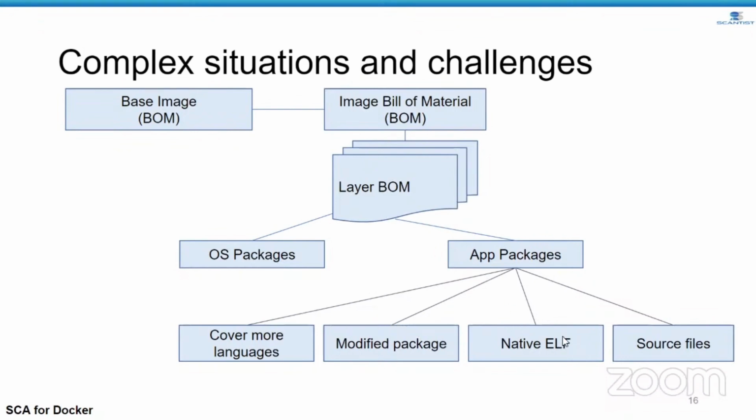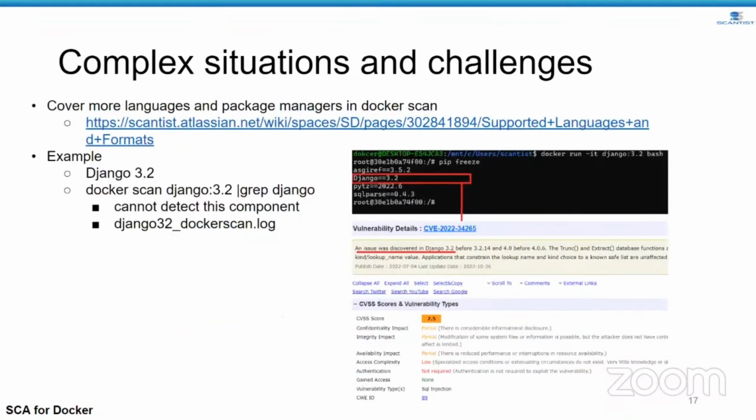Then the third case is maybe you use some native ELF, some SO files, some dynamically linked DLLs, and these files are also out of the scope of the current scanning. The last case is some source files. For example, some NPM packages are basically given as source files. If you copy them into your container to use them, all these things cannot be detected. I'll show you the example. So the first one is, for example, we download a package.